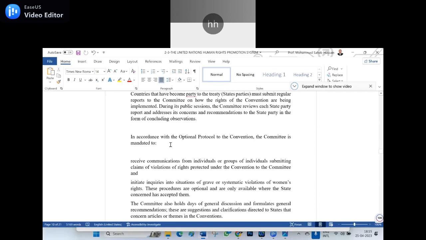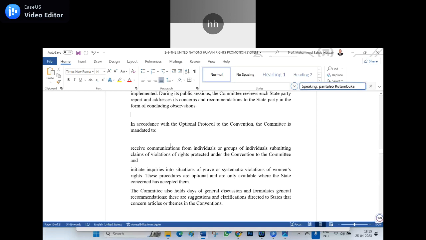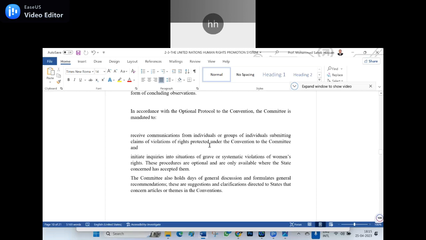In accordance with the optional protocol to the convention, the committee is mandated to receive communications from individuals also, or groups of individuals submitting claims for the violation of the rights protected under the convention, and to initiate inquiries into situations of grave or systematic violation of women's rights. Because no state will show its own weaknesses where it fails to give justice to women or where they are discriminated in some of the fields, the individual, group or organization can bring to the notice of CEDAW the grave violations happening in a particular state.